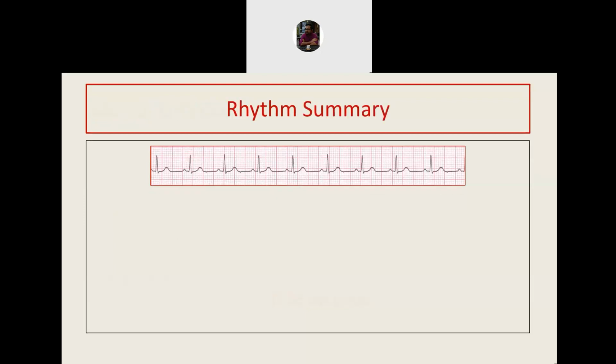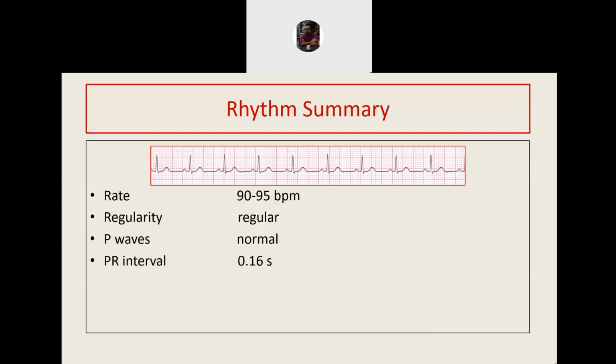So in summary, the rate is found to be around 94. Regularity is present. P waves are normal. PR interval is 0.16 second, which is normal. QRS duration is 0.08 second, which is normal. So interpretation is it's a normal sinus rhythm. So this is how step by step a rhythm analysis can be done. Is it clear to everyone?